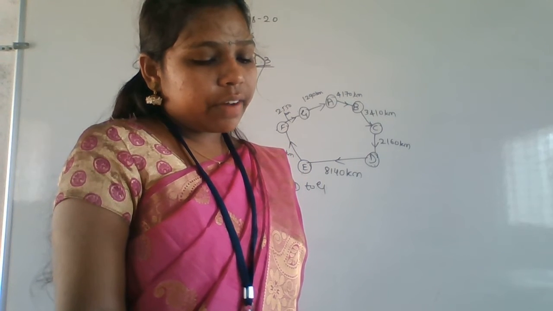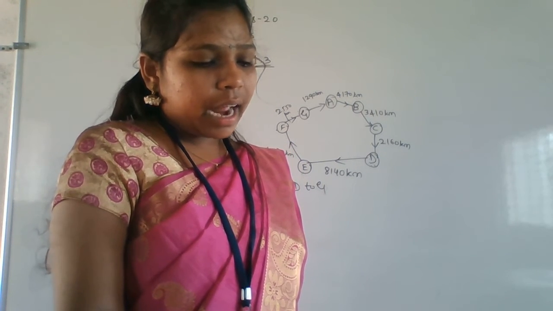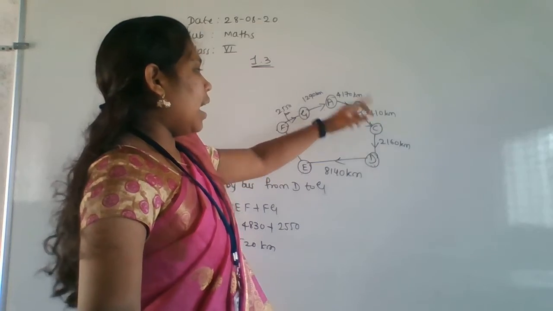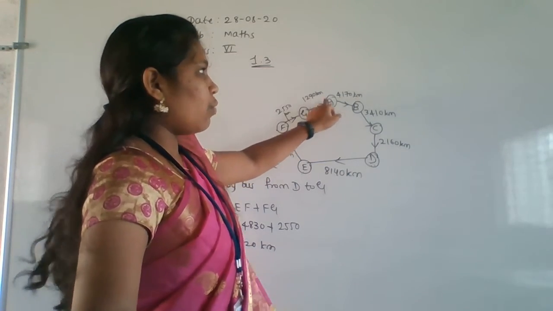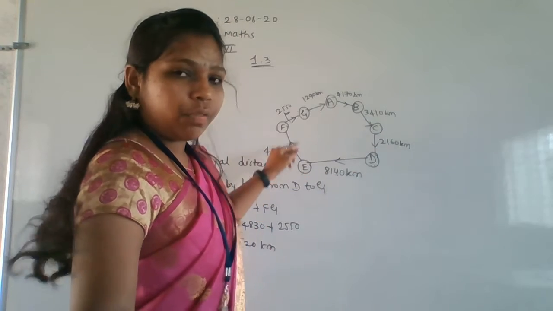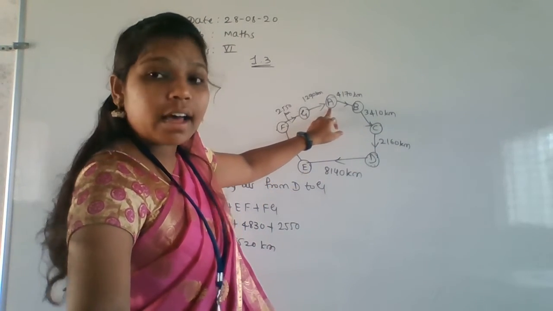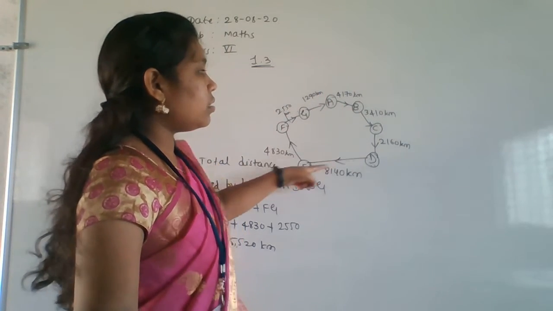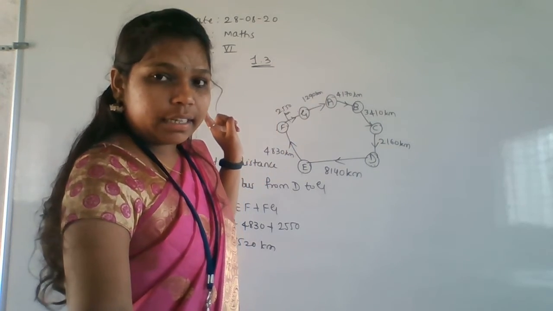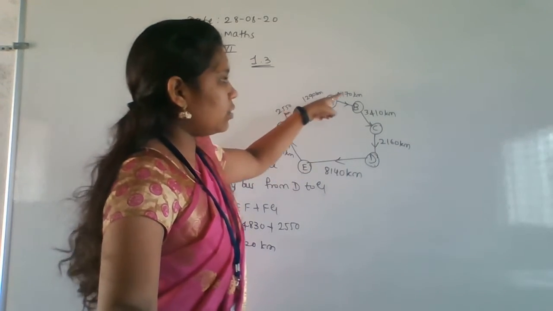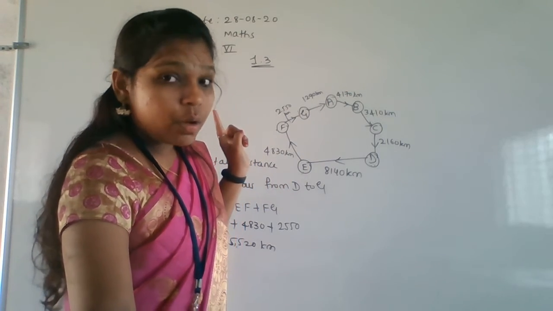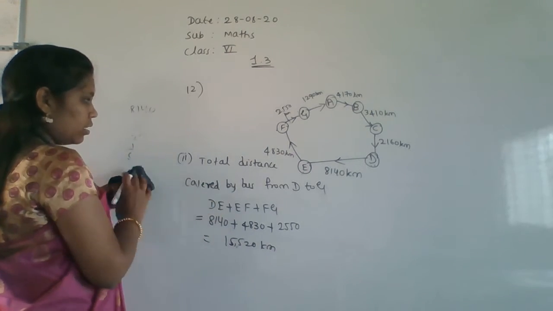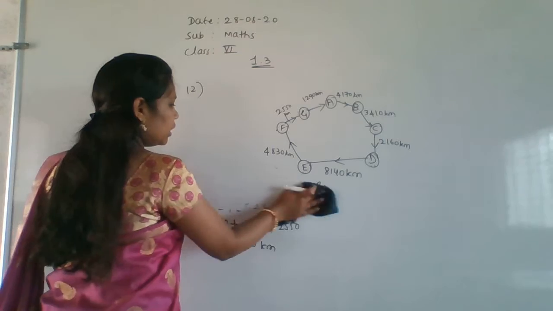Okay, so the next one is: find the total distance covered by the bus if it starts from A and returns back to A only. So it starts from A and again returns to A only. Find the total distance from A to A. It started at point A and ended at point A. So what is the total distance traveled by the bus, they asked here. We have to add all the values, then you will get the answer. Okay, so this is the second one. Next we'll do the third one.